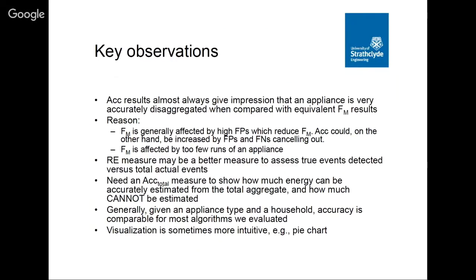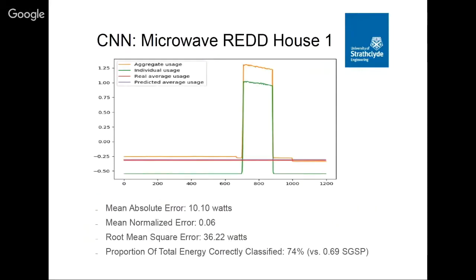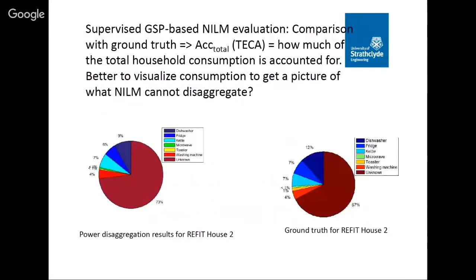So just to summarize that, we need a combination of measures to accurately disaggregate and benchmark algorithms. They need to be evaluated over a reasonable period of time when there are reasonable runs of an appliance. 2-3 runs of an appliance does not constitute a good way of measuring accuracy. It's also important to see how much you cannot estimate from a data set. Probably you won't show that to a client, but it's good for yourself to know so that you can improve your algorithm. And it's also important to be able to visualize that and not just tell someone, well, this is a table of how well I perform, which doesn't mean much to most people.